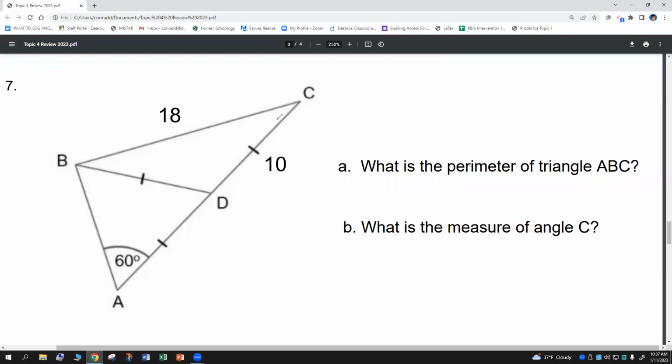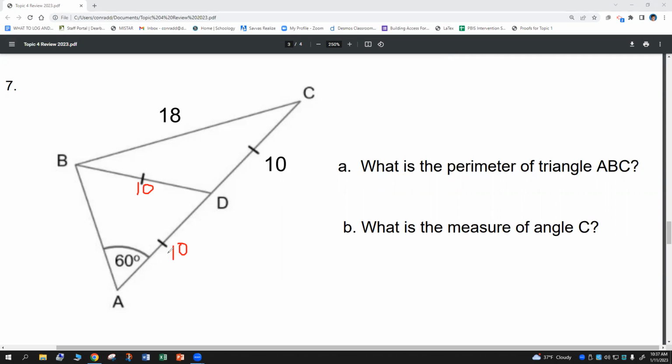So if this side CD is 10, BD also has 1 hash mark, right? 1 hash mark, 1 hash mark. That means this is 10. Okay, hash mark here, that leaves us to be 10 here as well. So the piece we're missing is AB. So we're going to have to look at more information, and they're giving us 60 degrees.